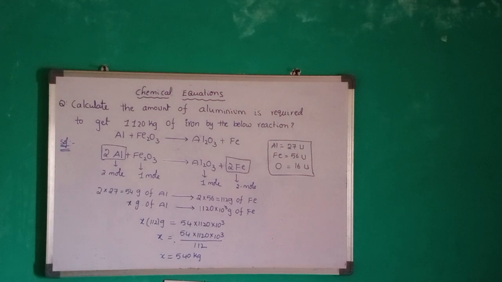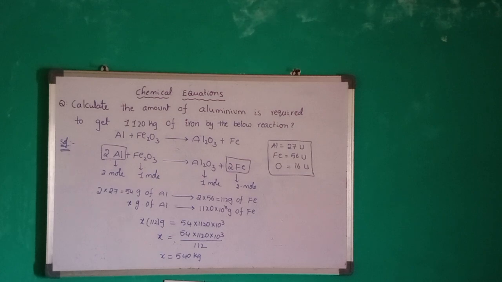So to produce 1120 kilograms of iron, the required aluminum is 540 kilograms. This is the way to do these problems. To do this type of problem, the steps are very important. First you need to write the chemical equation. Then you have to balance the chemical equation.